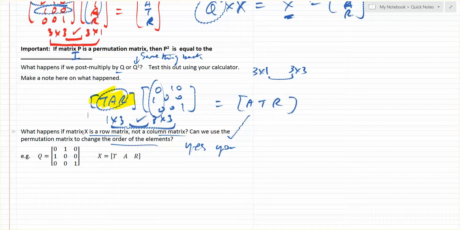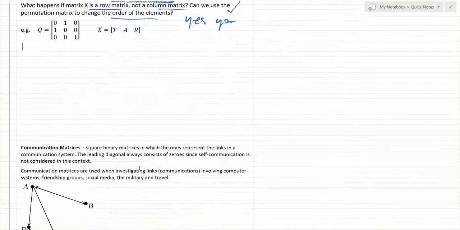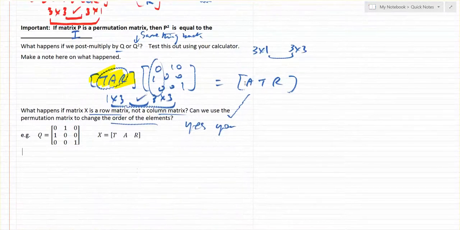Can we use permutation? Yes, we can. We just need to make sure we know whether we're post-multiplying or pre-multiplying. Remember, this permutation matrix jumbles the order of the letters. However, whether your original matrix, the one you want to jumble, is a column or row matrix determines whether you post-multiply or pre-multiply. Okay, I'll stop there and we'll go on to communication.